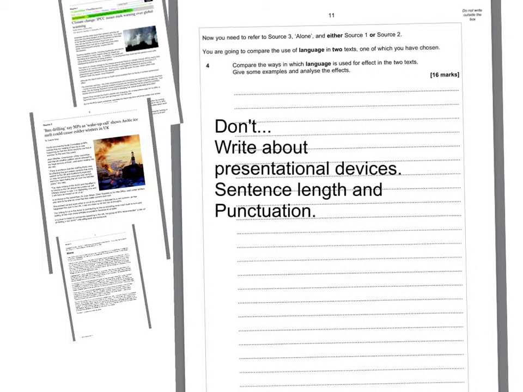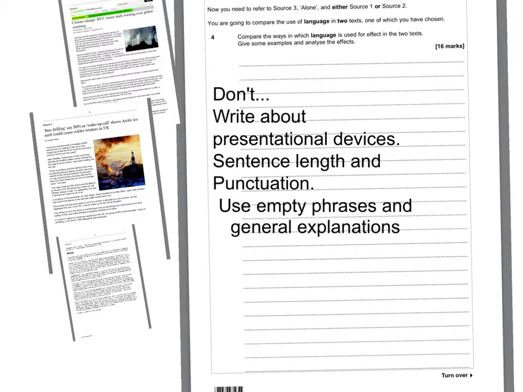Second one is sentence length and punctuation. Students talk quite intelligently about how short sentences are used for effect, but once again in the mark scheme there's absolutely no marks available for this kind of thing, so it's a waste of time. So avoid writing about sentence length and use of punctuation.